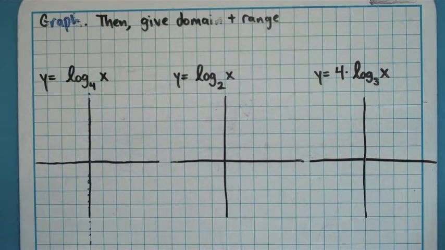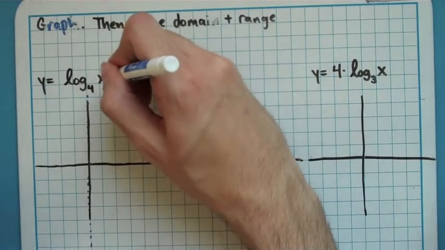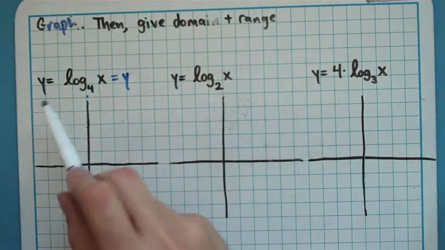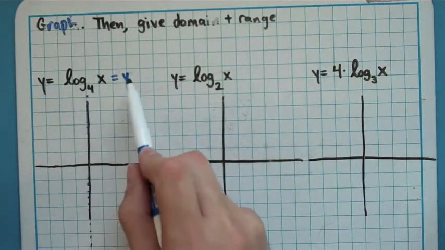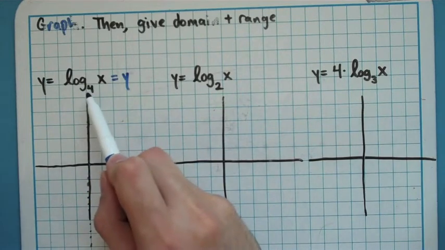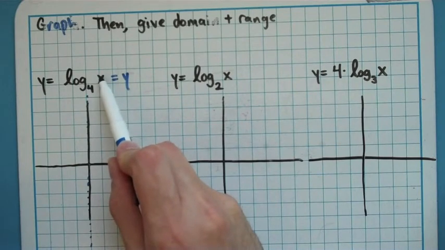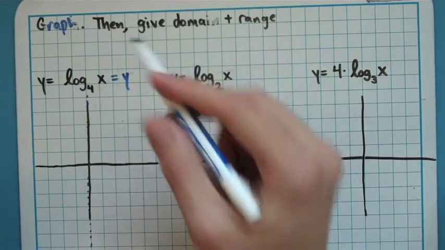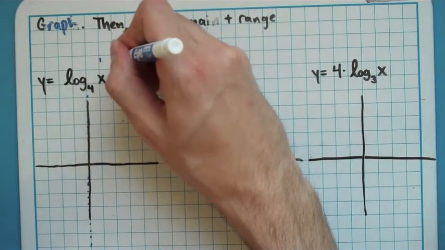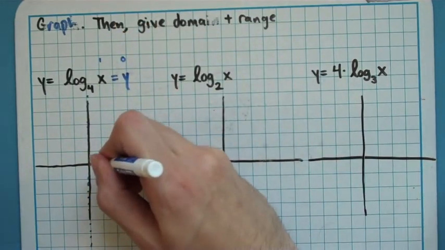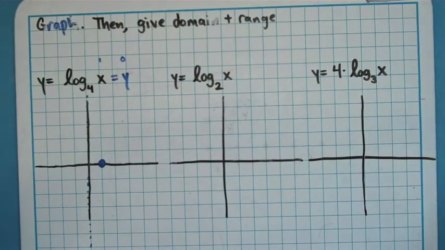So to figure out the points that would go on our graph, I gave you rules, but I don't want you to memorize the rules here. I want you to actually think about logs. So I put my equals y on this side because it'll be more familiar to you. If y was 0, 4 to the 0 power is going to get us 1. Anything to the 0 power equals 1. So x would be 1, y would be 0. The point (1, 0) is on the graph. So that should make sense.